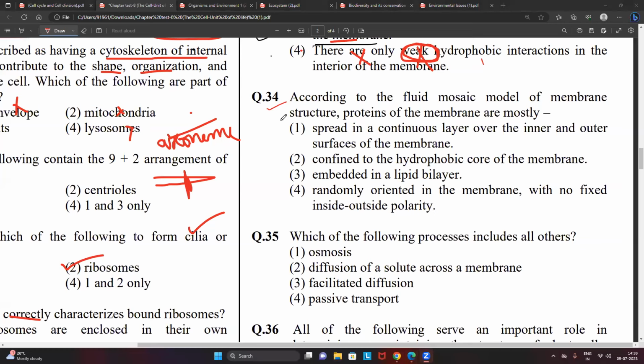Question number 34, all of you, slowly friends, slowly think about it. You have to think that this question will come in your exam. You have to think like that and answer. According to the fluid mosaic model of the membrane structure, proteins of the membranes are mostly.